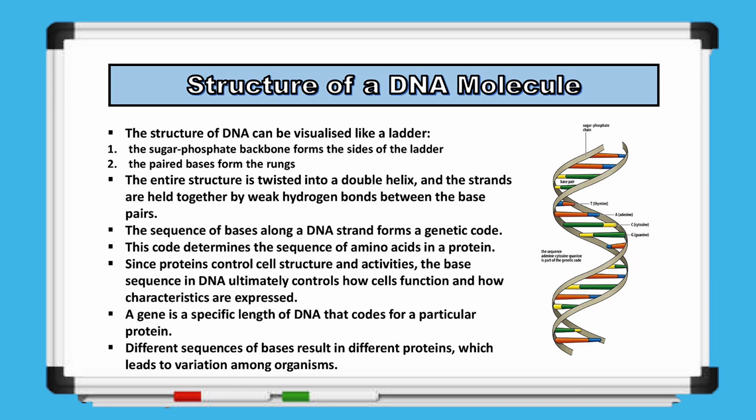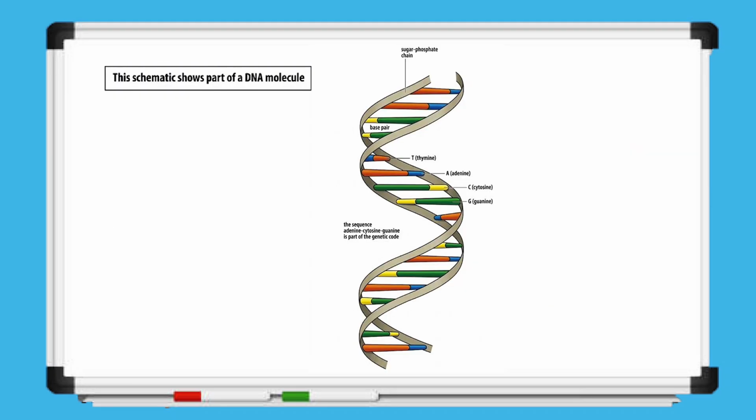Differences in base sequences lead to different proteins, and this is what causes variation among organisms. Again, this diagram shows a section of a DNA molecule, which is arranged in the form of a double helix made up of two strands. Each strand has a sugar-phosphate backbone, and nitrogen bases are attached to it. These bases connect with the bases on the opposite strand to form base pairs.